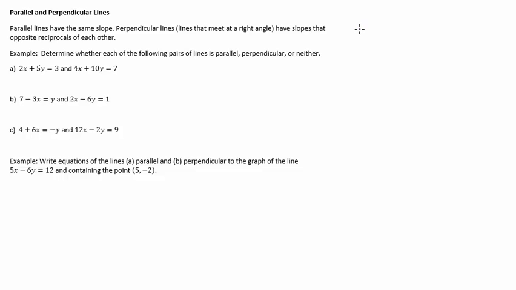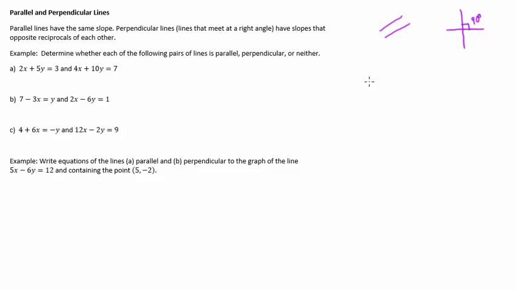Parallel and perpendicular lines. So first let's remember from our geometry days what parallel and perpendicular mean. Two lines are parallel if they are equidistant apart, they'll never meet. Two lines are perpendicular if they cross at a right angle, a 90-degree angle. So basically you either have parallel lines, perpendicular lines, or lines that meet at some random angle. Those are your three choices.